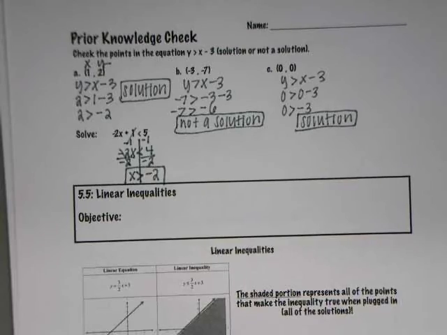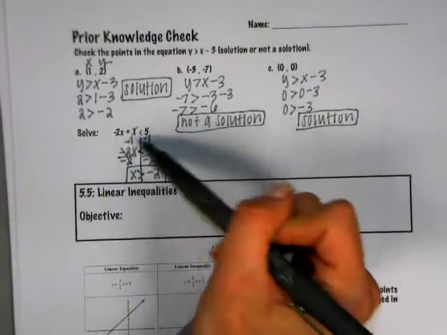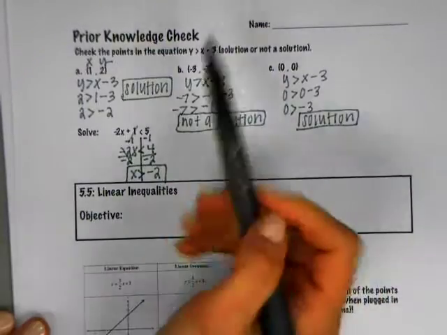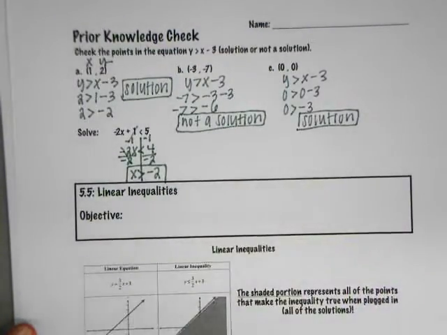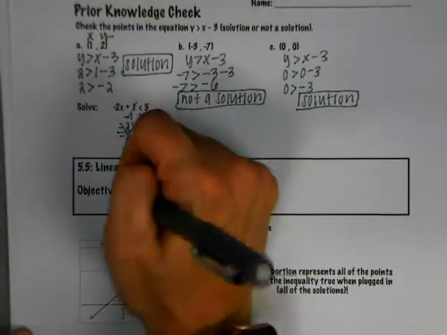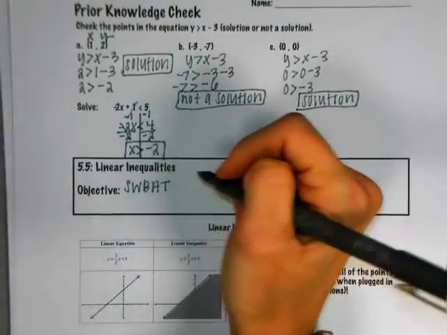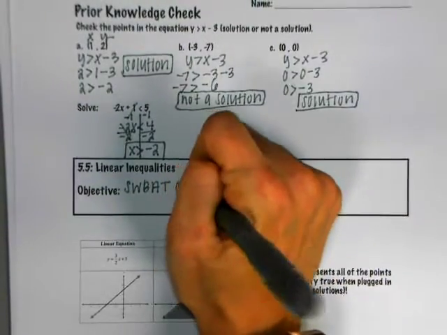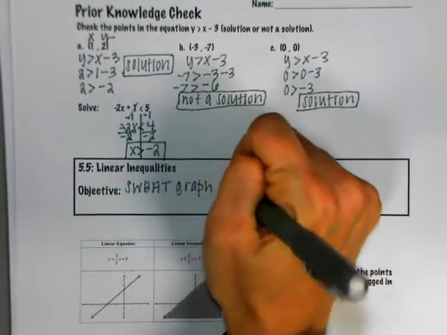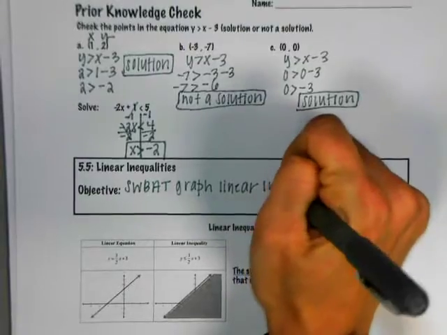All right, so we are doing linear inequalities now. So we're kind of combining the inequality symbols, these ones that we've learned, but throwing x and y in there. So like this one up here, y is greater than x minus 3. So your objective is students will be able to graph linear inequalities in two variables.